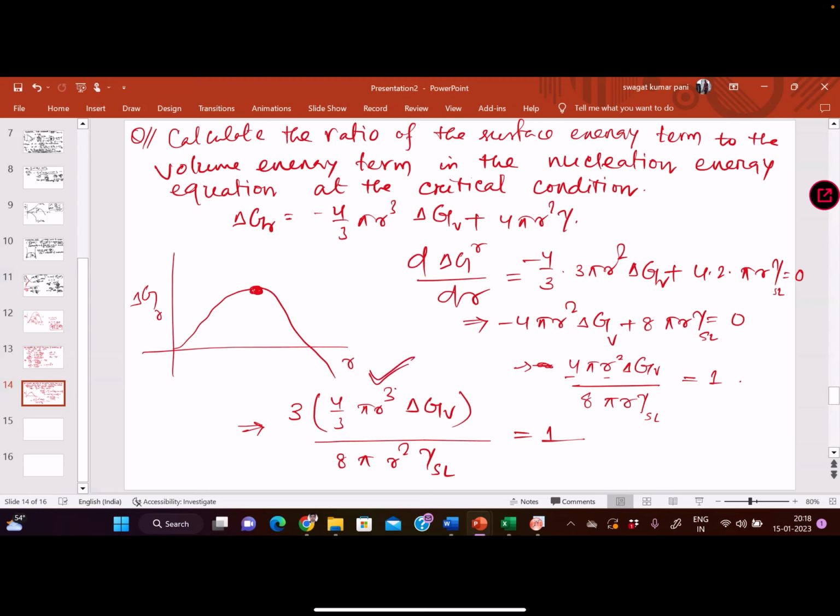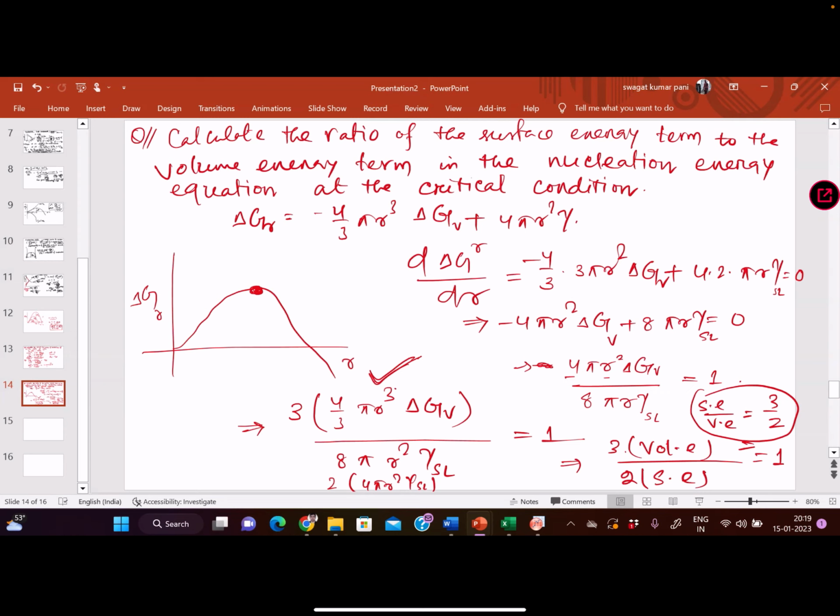So this term is our volume free energy. And here we can write 8 pi r square gamma SL as 2 into 4 pi r square gamma SL. Okay, so this will be 3 into volume energy term divided by 2 into interfacial or surface energy term is equal to 1. That means what will be surface energy by volume energy, just reverse it, it will be 3 by 2. This is our answer.